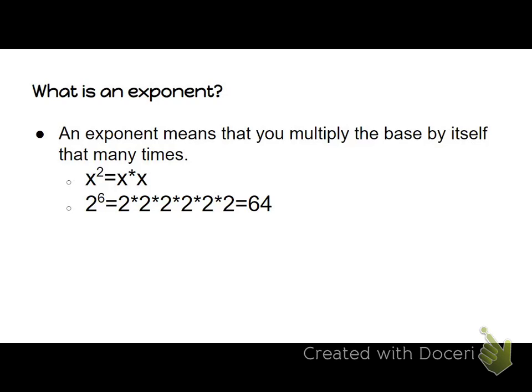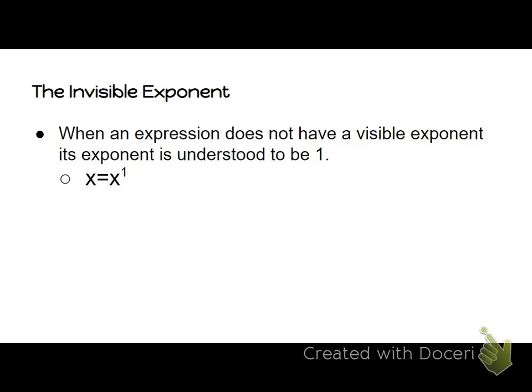7.1, we're going to talk about exponent rules. It's going to be multiplying and dividing exponents. So first of all, what is an exponent? Basically, an exponent means that you multiply the base by itself that many times. So if I have x squared, I'm going to take x times itself 2 times. If I have 2 to the 6th power, it means I'm going to take 2 times itself 6 times to get my answer.